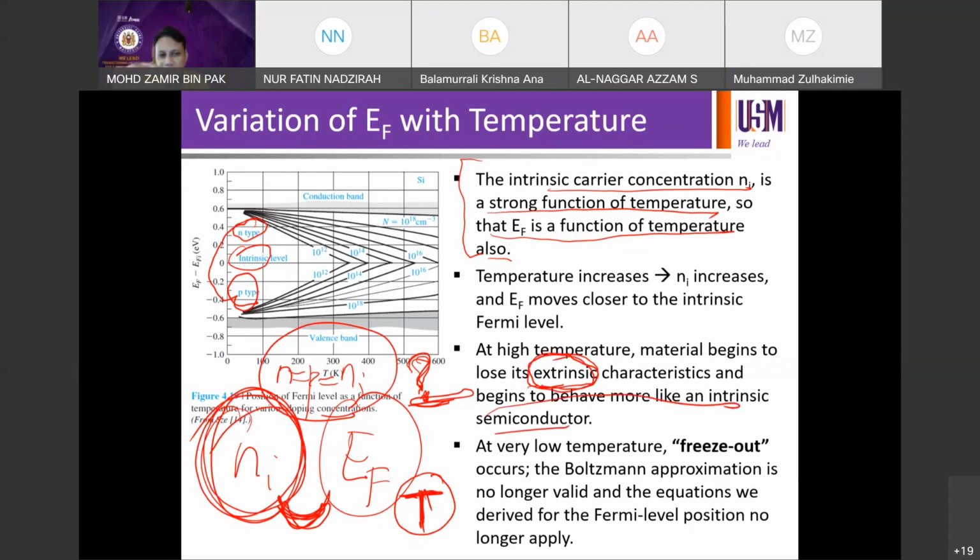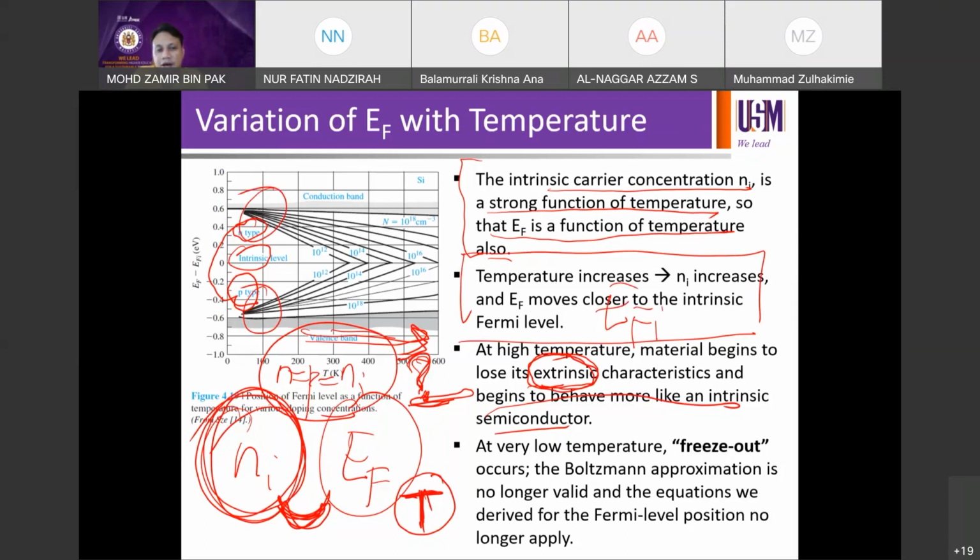If you go to high temperature, let's have a look at this diagram on the left. High temperature means going to the right on the x-axis. Look at your Fermi level there. At a low temperature, you're going to get your EF to be very close to either EC or EV, because it is extrinsic to begin with. But at some point at high temperature, if you go to the right, you're going to move closer and closer to the intrinsic EFi, as if it wasn't doped at all.